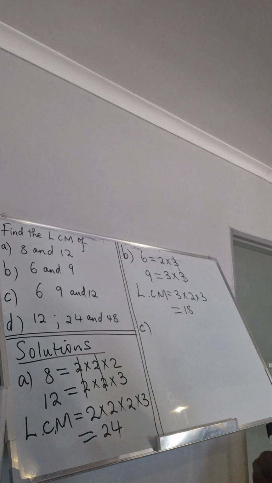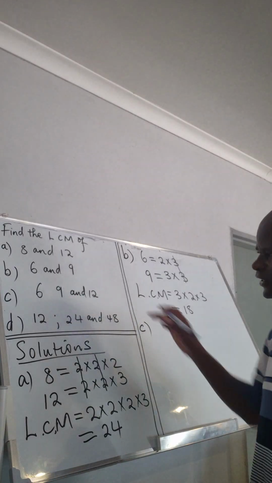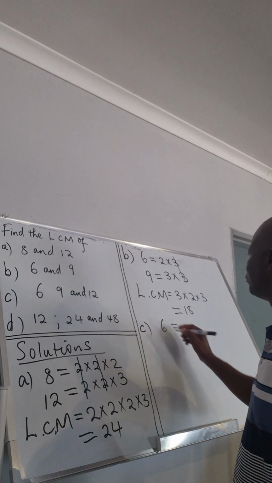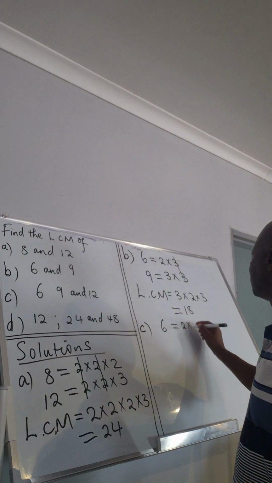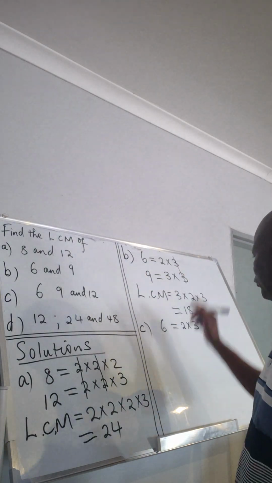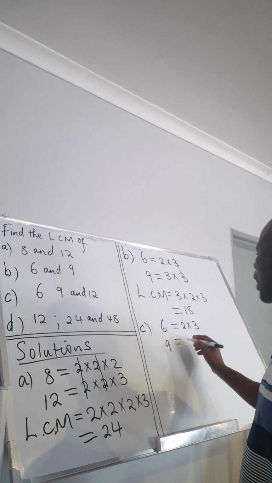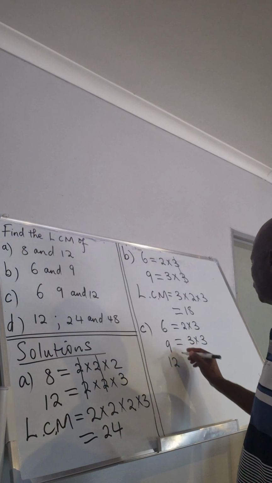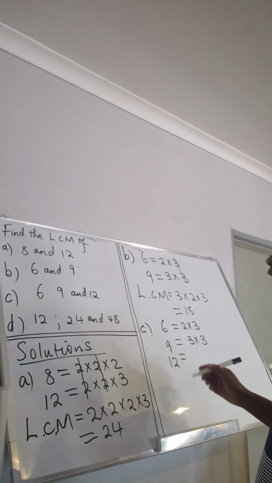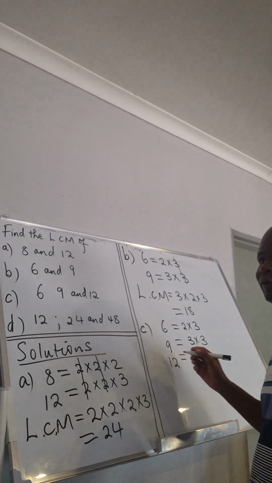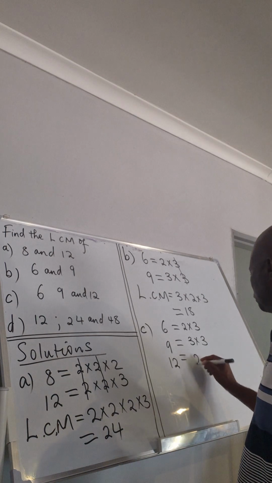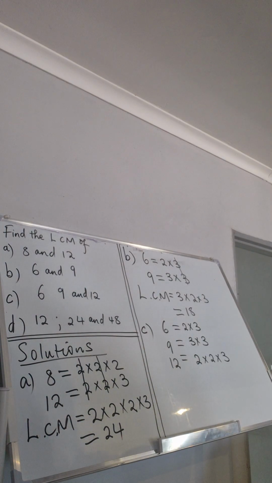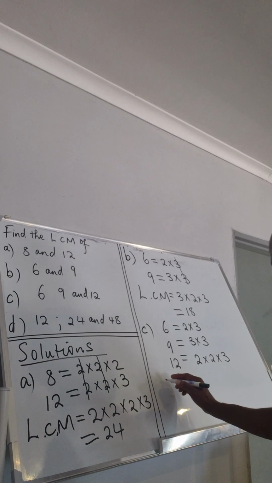Solution C. We now have 3 numbers there. So 6, we've done it before, is 2 times 3. The 9, we've also done it before, is 3 times 3. Then 12. 12 is 4 times 3, where we can break 4 into 2 times 2, then times 3. That is your 12.